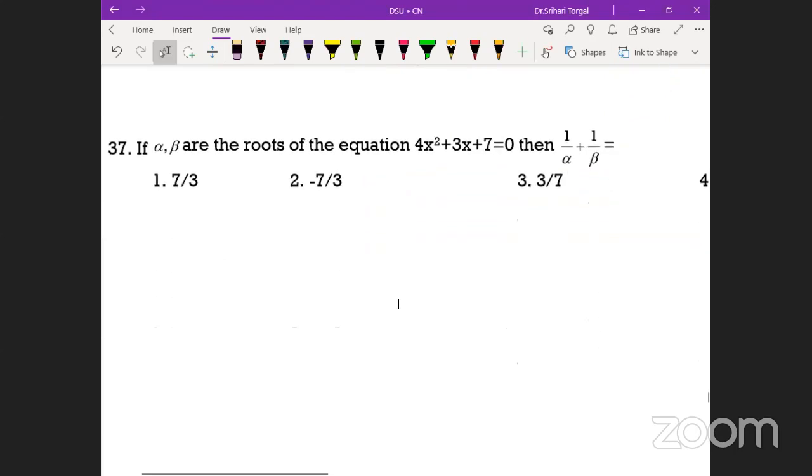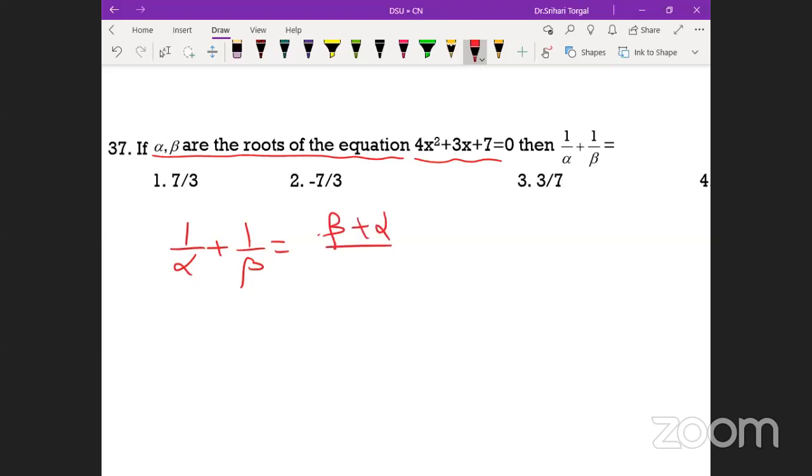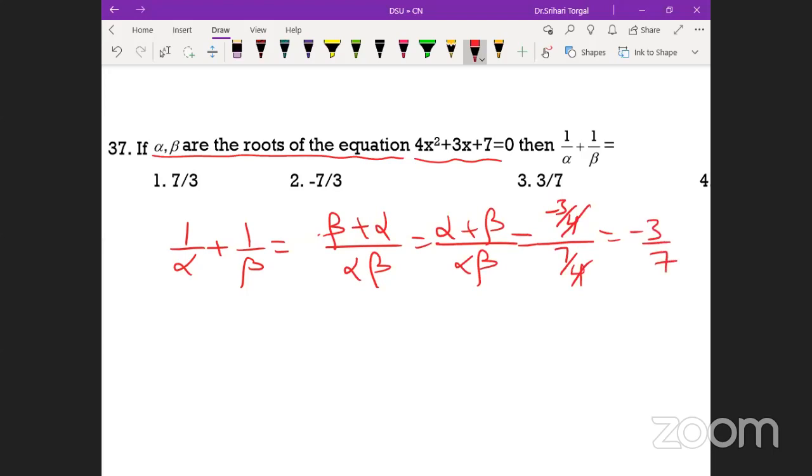Next. Alpha and beta are the roots of the equation; you have to calculate 1 by alpha plus 1 by beta. If I take LCM, I get beta plus alpha divided by alpha beta. It is nothing but sum of the roots and product of the roots. What is sum of the roots here? Minus 3 by 4. What is product of the roots? It is 7 by 4. 4 cancels. What is the answer? Minus 3 by 7.